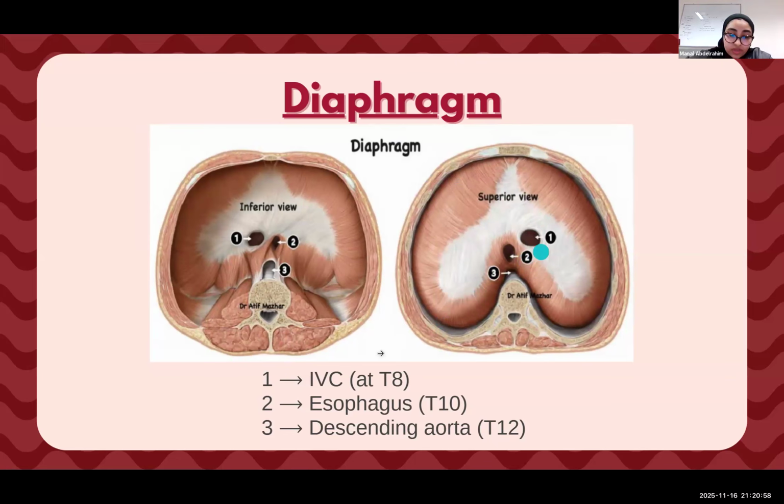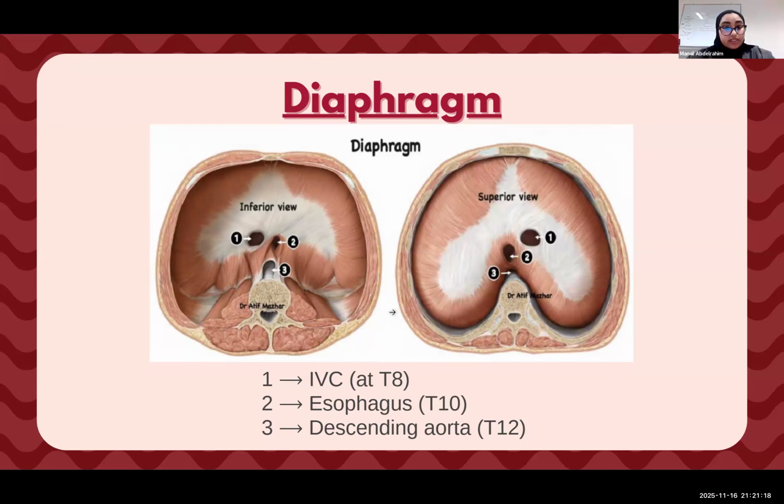Okay. So for the diaphragm, we need to think about 3 different structures that pierce through it, going from the top through the diaphragm. We have the inferior vena cava, the esophagus, and the descending aorta. Now they're going at different vertebral levels, and they're going to different locations.